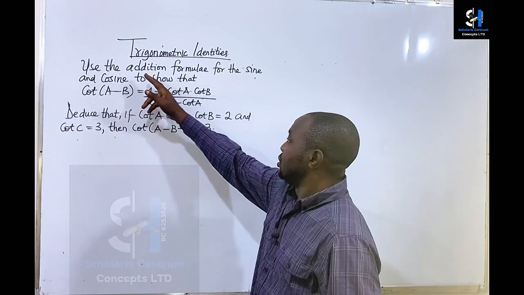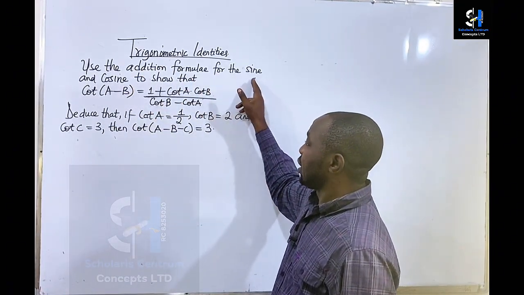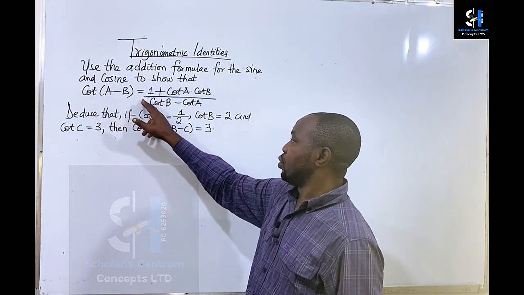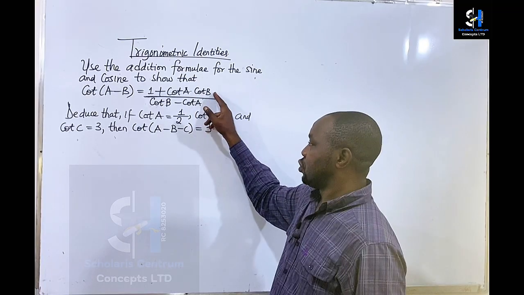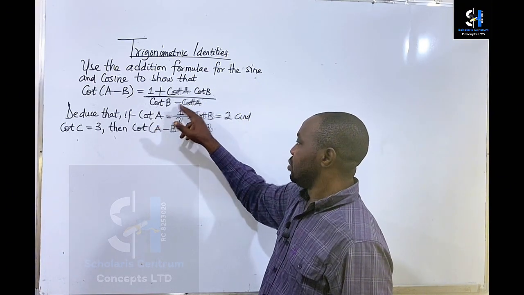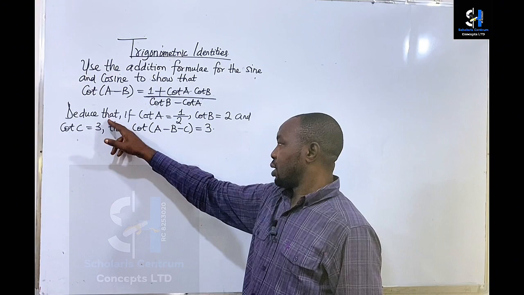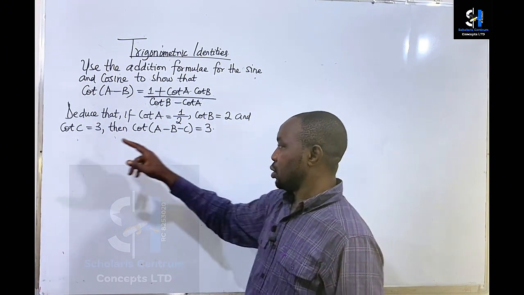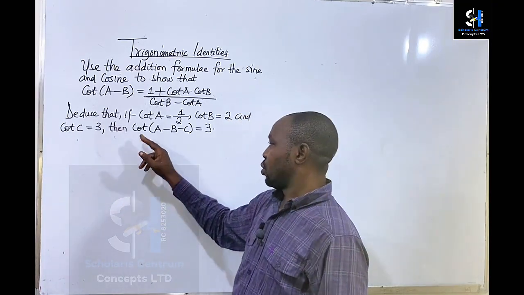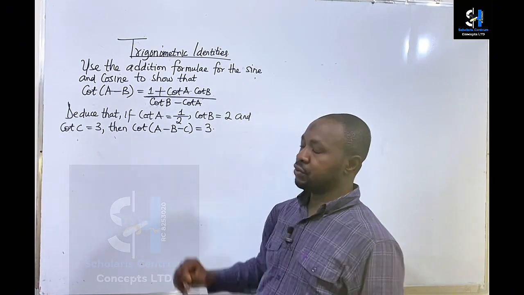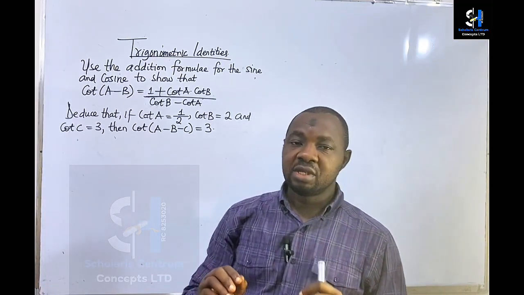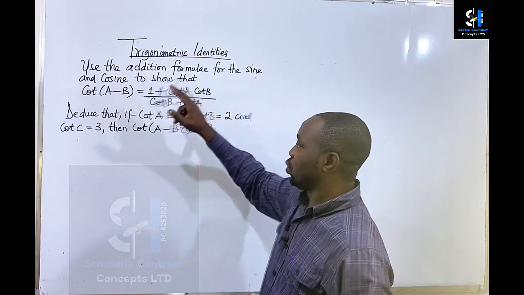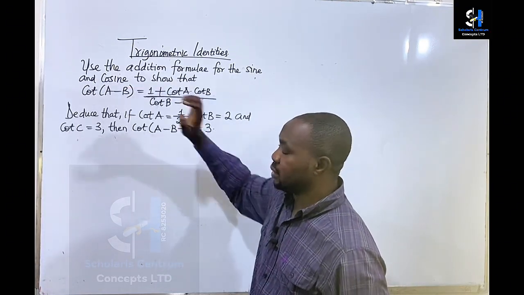The question reads: use the addition formulae for the sine and cosine to show that cot(A minus B) equals (1 plus cotA cotB) divided by (cotB minus cotA). Deduce that if cotA equals 1/2, cotB equals 2, and cotC equals 3, then cot(A minus B minus C) equals 3. We have been given in the question that we should use the addition formulae for the sine and cosine to prove the identity.